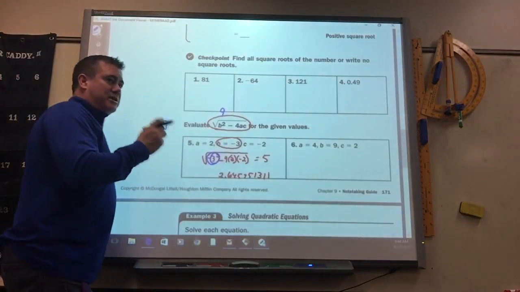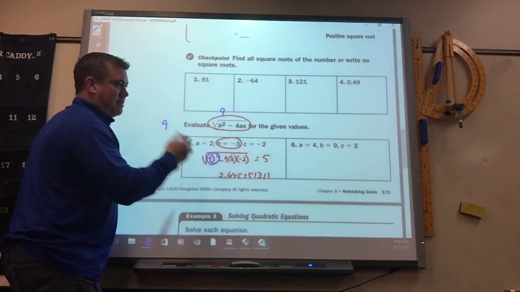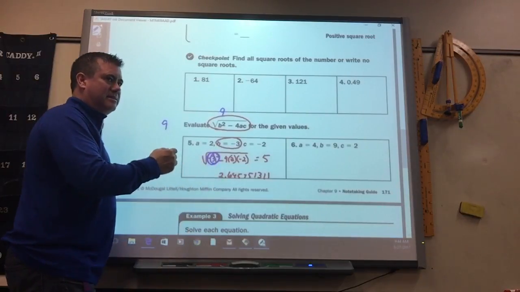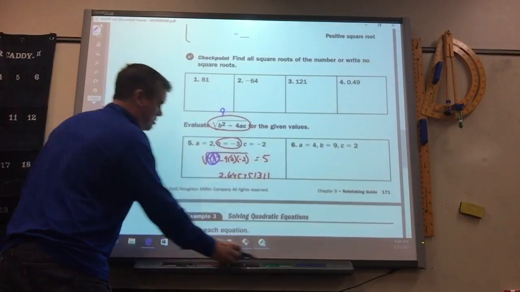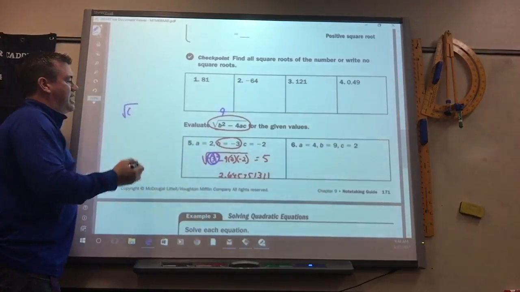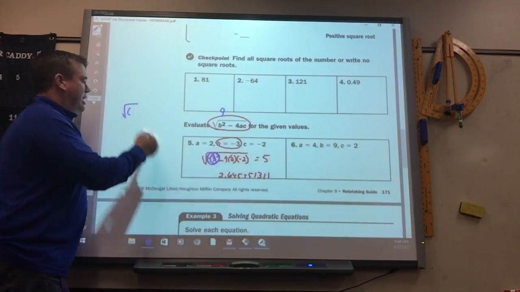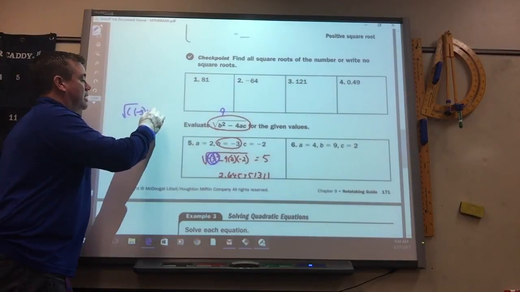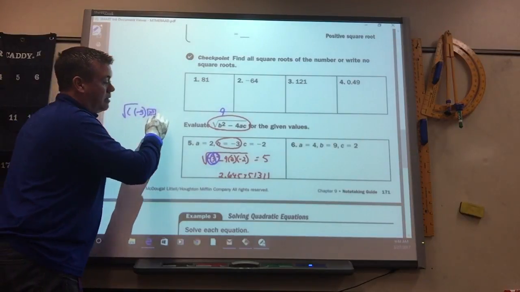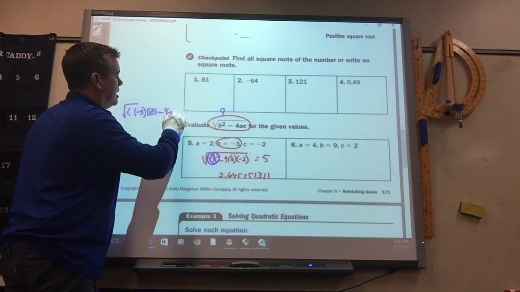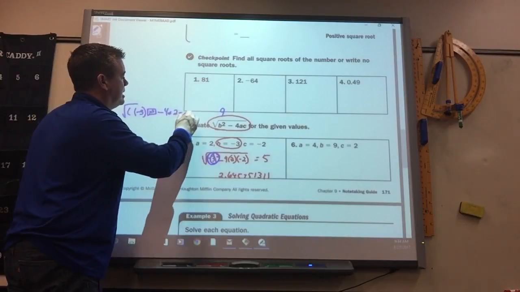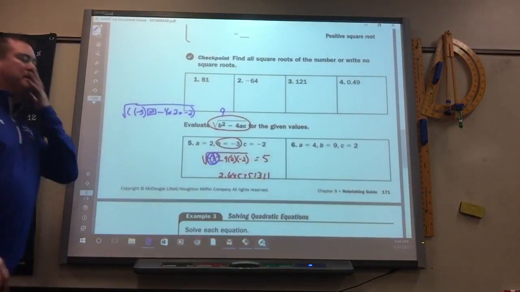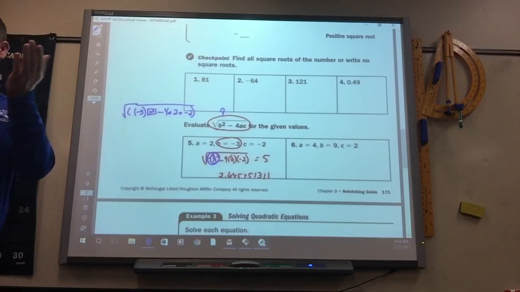So, there's one of two things you can do. You need to recognize that if you're using these calculators, you've got to put a parenthesis around that, which really gets confusing because when you hit the button, it starts like that. And since you've got a negative, you'd have to put another parenthesis, negative 3, parenthesis, squared, minus 4 times 2 times negative 2. And then you've got to put another parenthesis to show that it's done. That's the long way to do it.